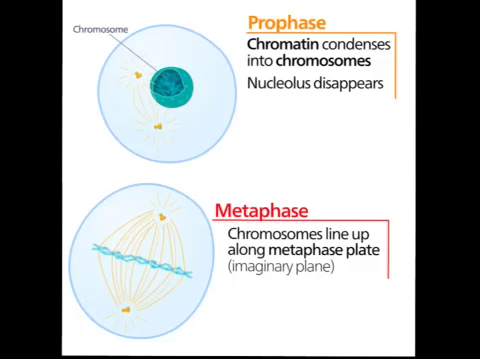In prophase, the chromatin condenses into chromosomes. The nuclear envelope breaks down and spindles form at opposite poles of the cell. Prophase is the first true stage of the mitotic process.